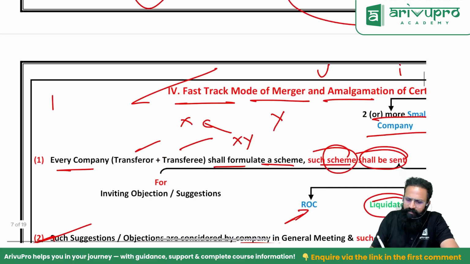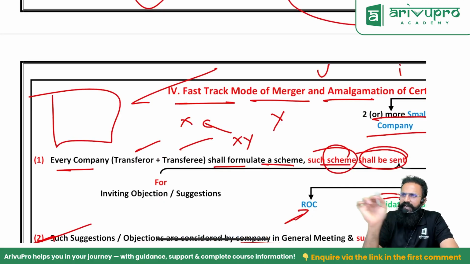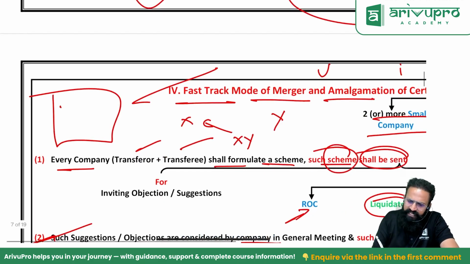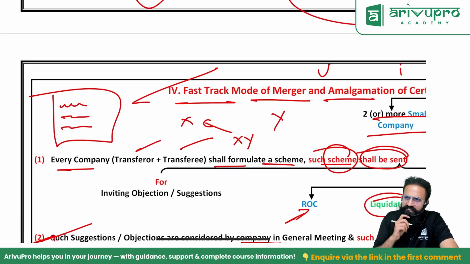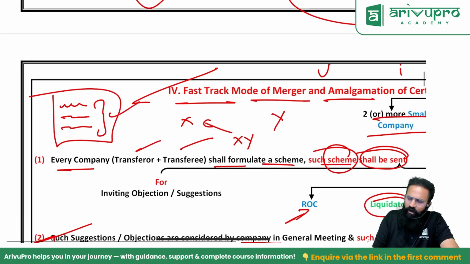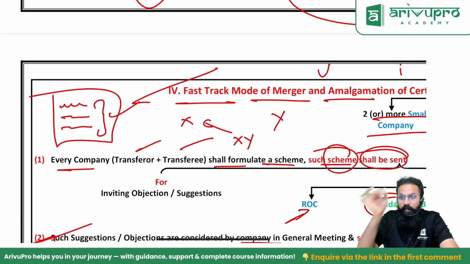Now we have formed the scheme. ROC has replied, these are my concerns. We will make changes to all those schemes. Whatever concerns have been raised, we will make changes to all those particular concerns that have been pointed out by these authorities. Getting the point?